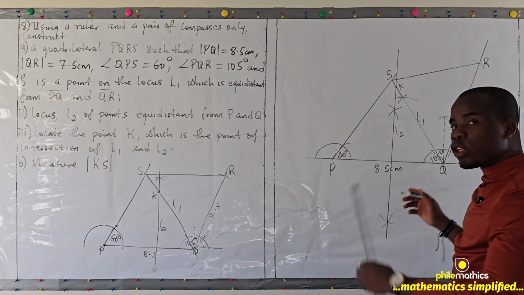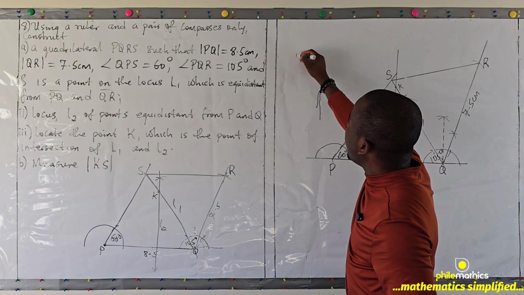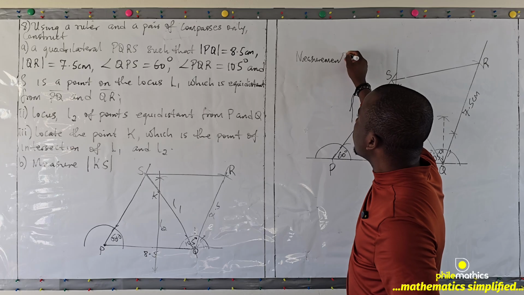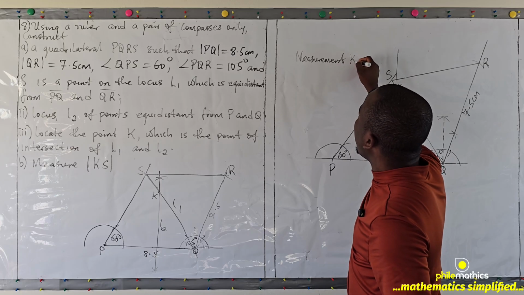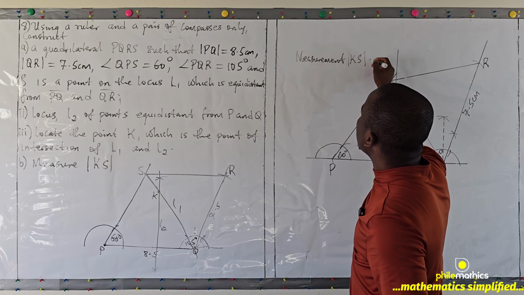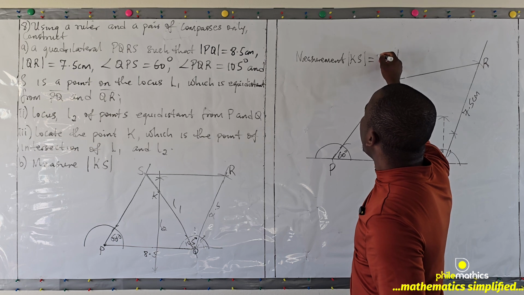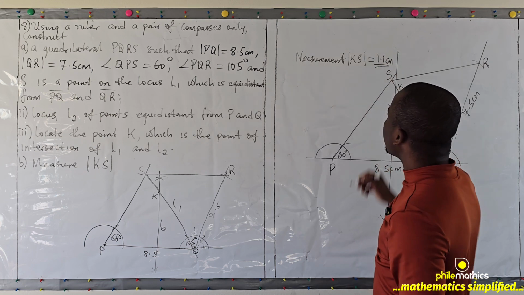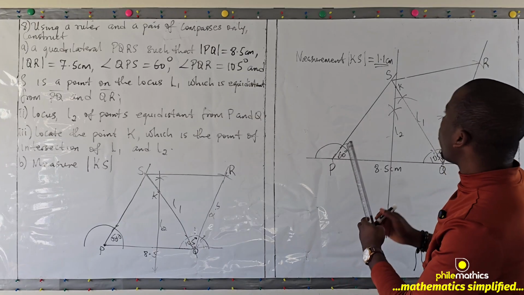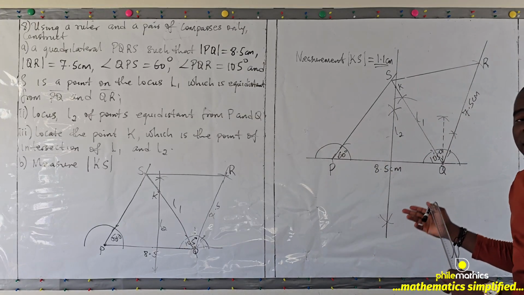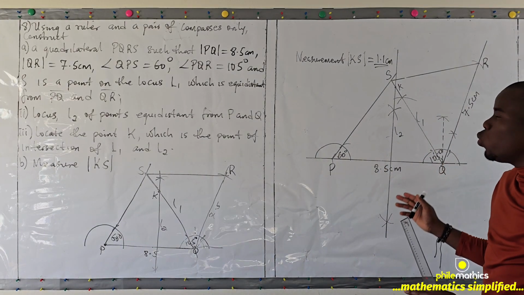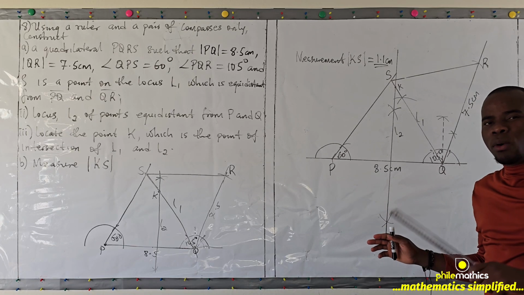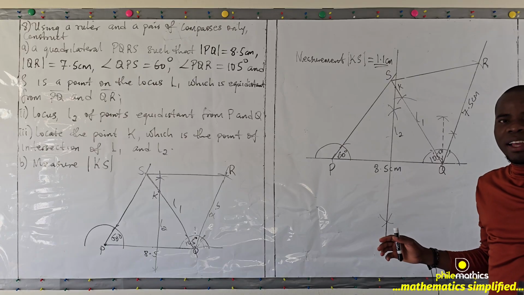And if you do the right construction, your measurement of KS will be 1.1 centimeter. This will be your correct measurement. I mean, without even a protractor, my construction looks so beautiful. And I hope that you understand what I did and you should do better.